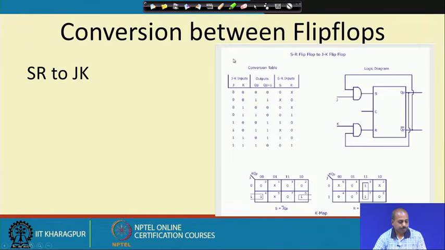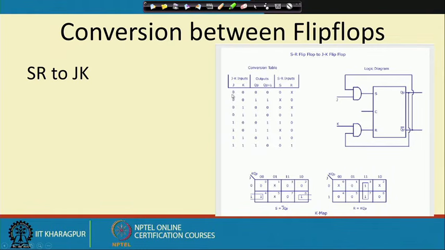So, next we will be looking into some conversion, like how can you convert one flip flop to another type of flip flop. That is very common, like maybe while doing the operation we are looking for some type of flip flop, but what we are getting in our laboratory is of a different type. So, we need to do some conversion between the flip flops. The first conversion we will look into is SR to JK flip flop. So, basically we have got an SR flip flop and we want to make a JK flip flop out of that. For doing this type of exercise, first we have to make a conversion table.